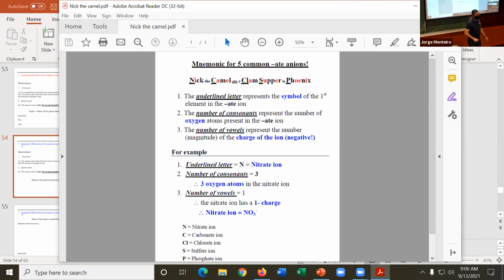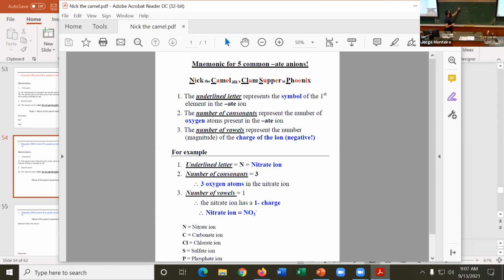So I will put this on Canvas, and then you will have it for your record. Using the mnemonic, it's a very simple way to remember the most common oxoanions, the ones we are going to use the most, and the formulas of the oxoanions. Any oxoanion can react with hydrogen. So hydrogen is going to neutralize the negative charge, and that's going to form an oxoacid.